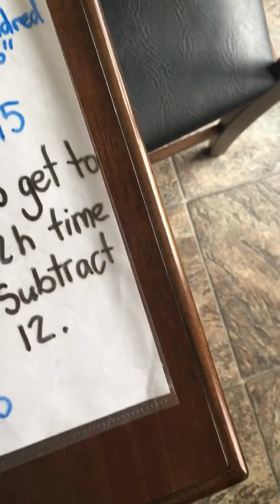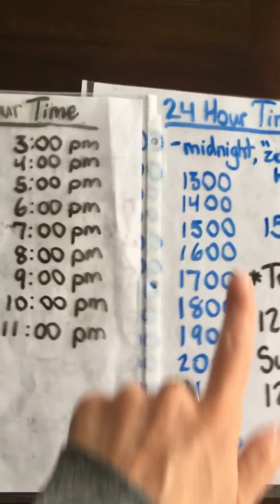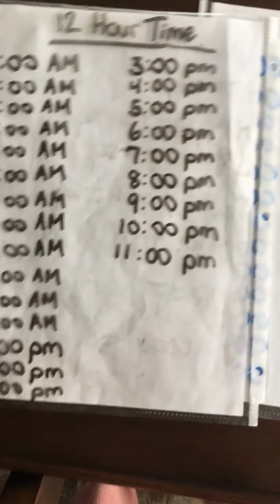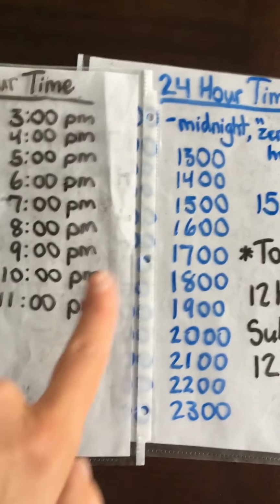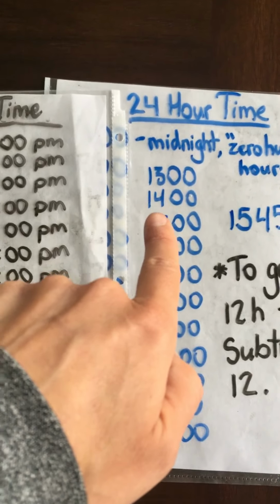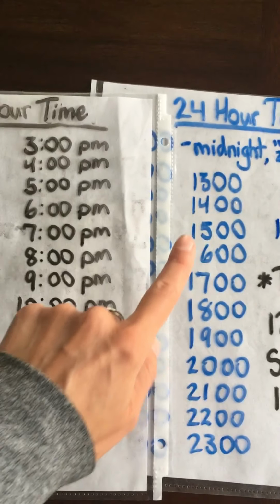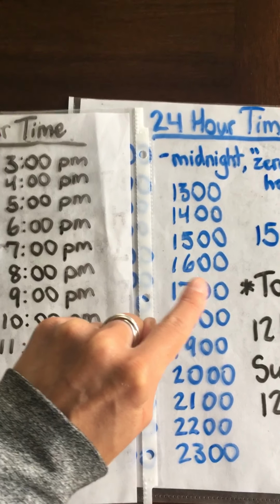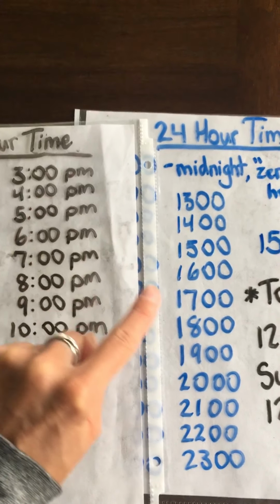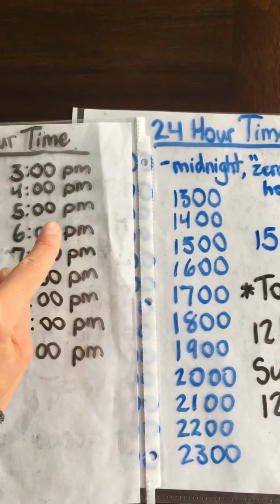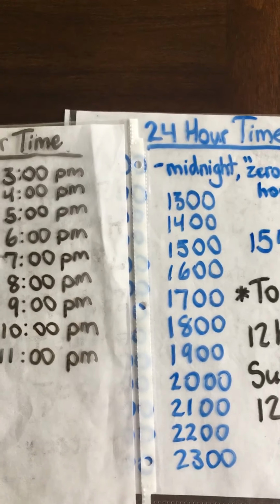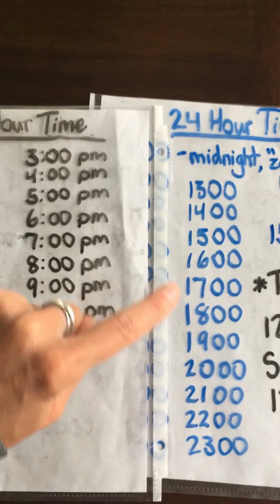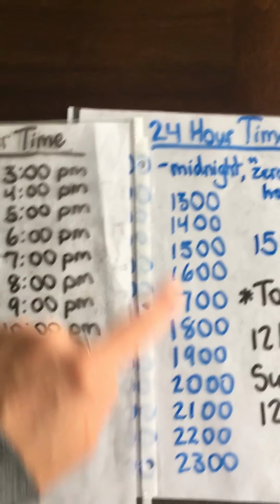So let's just add these guys beside here. 1,300 hours was our 1 p.m. 2 p.m. is our 1,400 hours. 1,500 hours is 3 p.m. 1,600 hours is our 4 p.m. 1,700 hours, 5 p.m. That might be when you have your supper. And it keeps going and we keep counting.